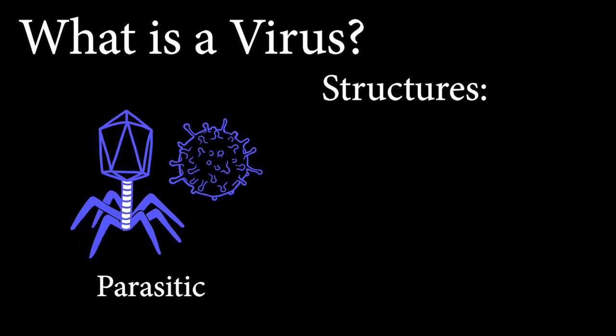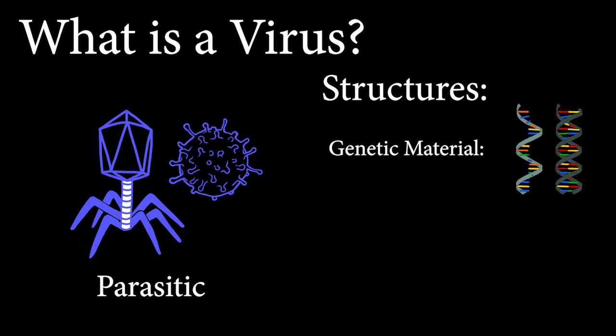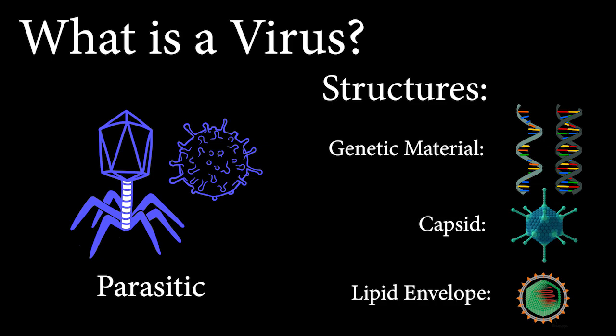These three structures being: they have genetic material, which in viruses can come in the form of RNA or DNA. They have a casing that they usually have when they're not infecting bacterial or eukaryotic cells, known as a capsid, which is kind of like a small capsule. It's a protective coating. And then some viruses have a lipid envelope, which is kind of like an extra protective layer that prevents them from being digested by immunological cells.